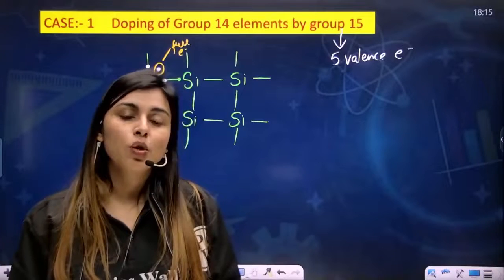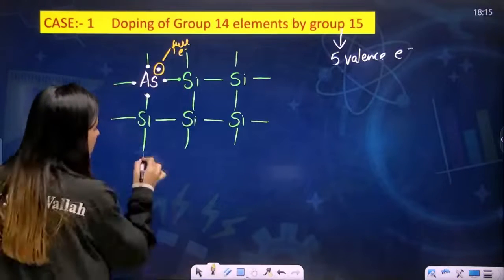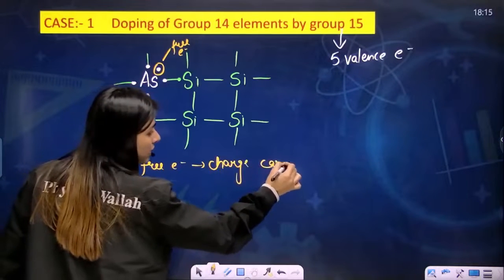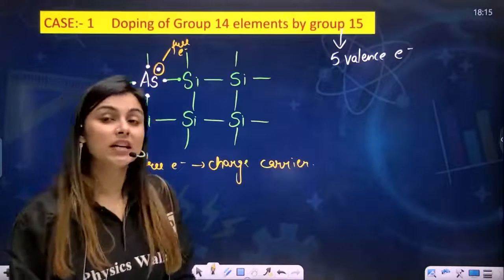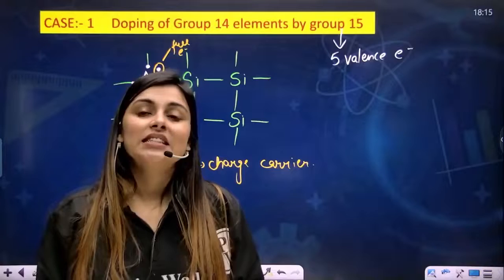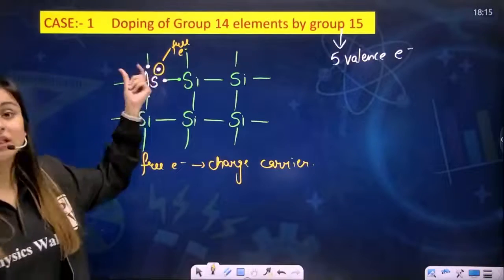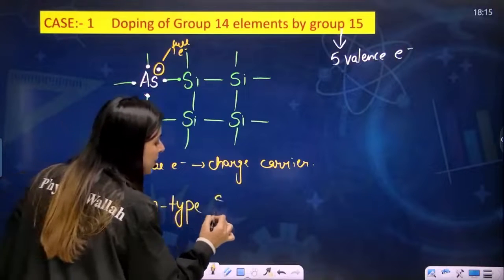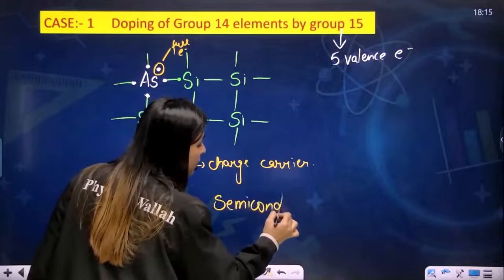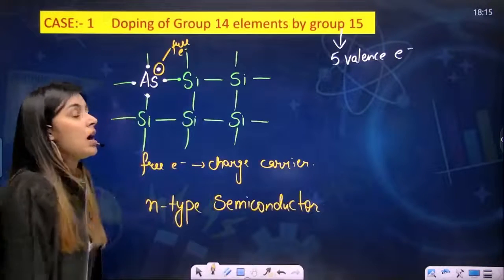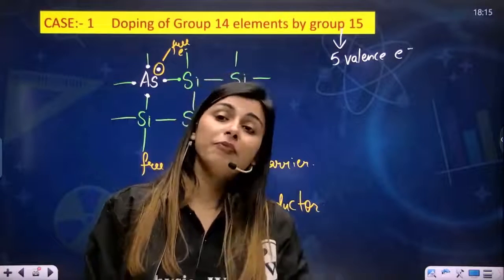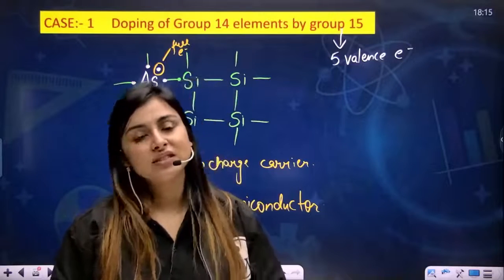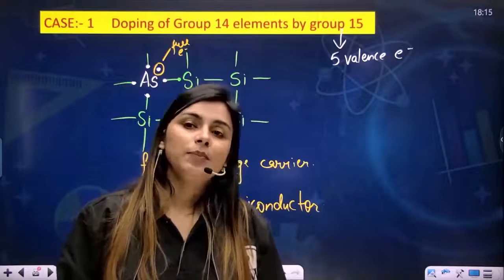Since it is not involved in bonding, it is a free electron, and you know that a free electron is a charge carrier. And since it is a charge carrier, it will conduct electricity. And since this is being done because of a free electron that is negatively charged, we call such type of conductor an N-type semiconductor. Okay, so whenever we dope with a higher valency element or group 15 element, an extra electron is left, and because of the movement of that free electron, electricity is conducted, and we call it an N-type semiconductor.